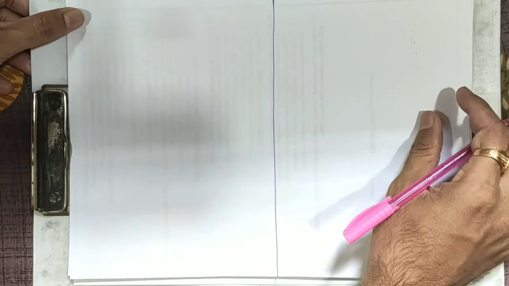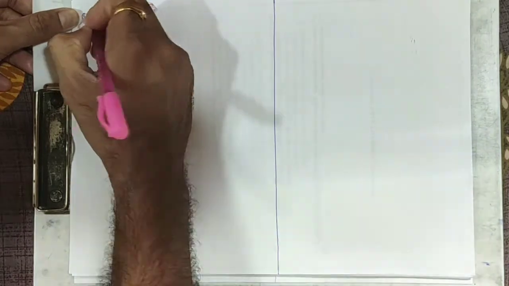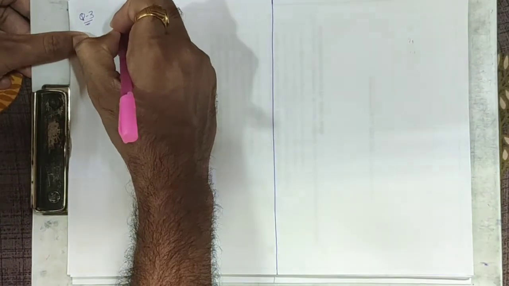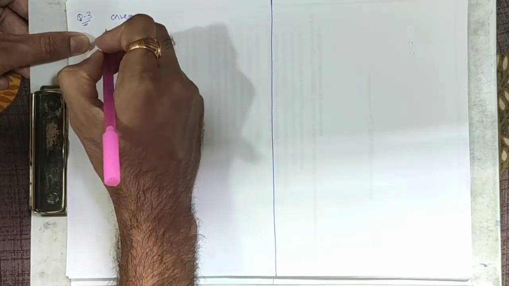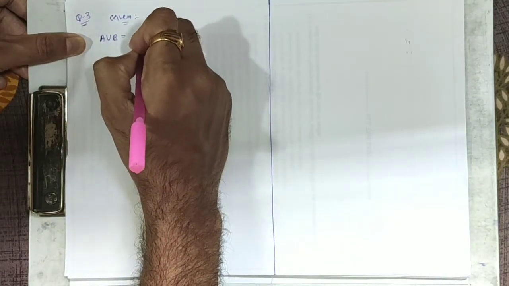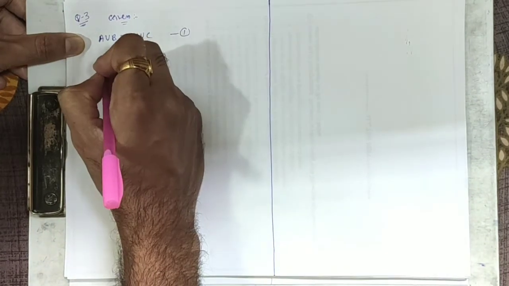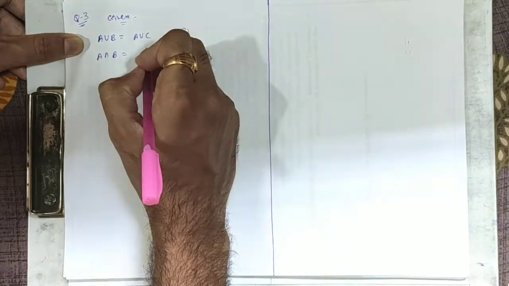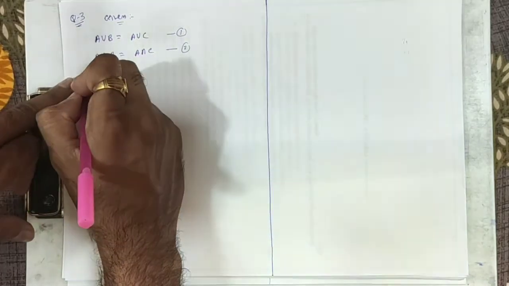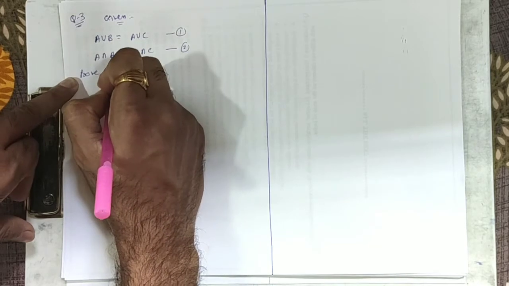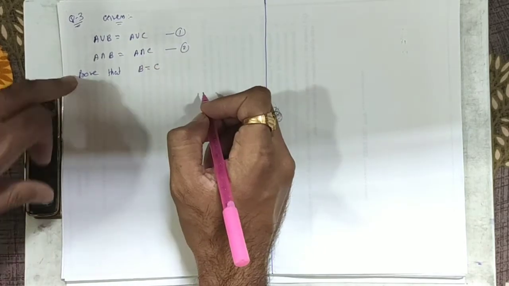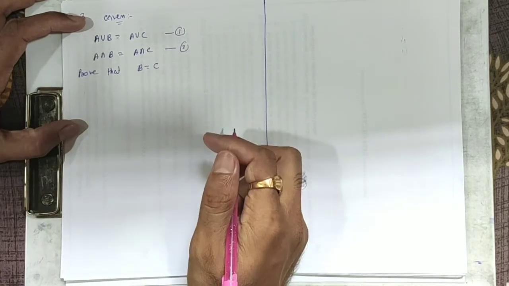Let us now consider question number 3, in which we are given that A, B and C are three different sets such that we are given two results: A union B is equal to A union C. This is result 1, and also we are given A intersection B is equal to A intersection C. These two results are given, and you have to prove that for these two conditions set B is equal to set C. Done. This you have to prove.